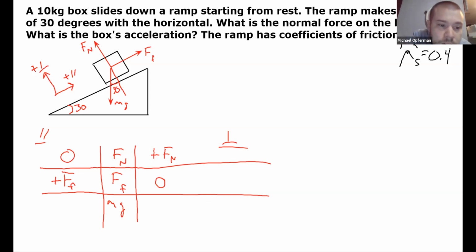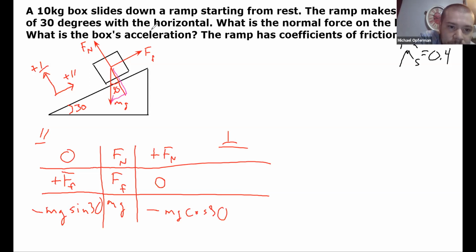Okay, now the mg force, this is in the negative parallel direction and the negative perpendicular direction, and it's going to be mg sine of 30 over here and mg cosine of 30 over here, because I am picturing, remember, a triangle like this. Let's see if I can draw this a little bit neater. I'm picturing a triangle like this with the right angle over here. So the perpendicular side is adjacent to the 30-degree angle, and the parallel side is opposite of the 30-degree angle.